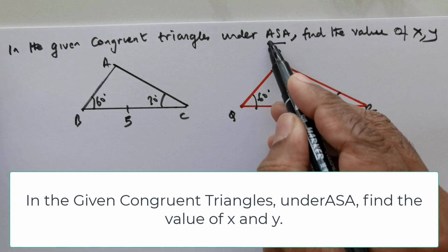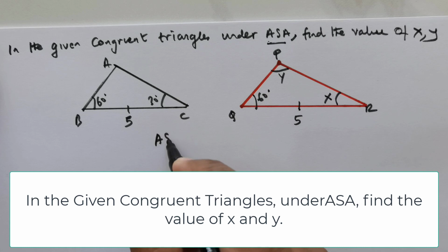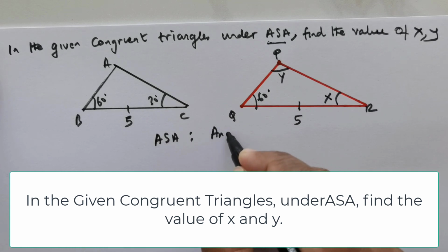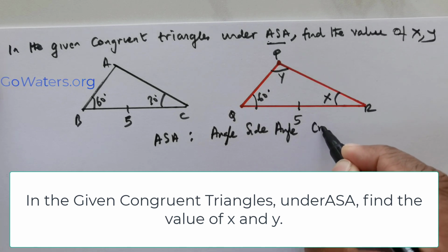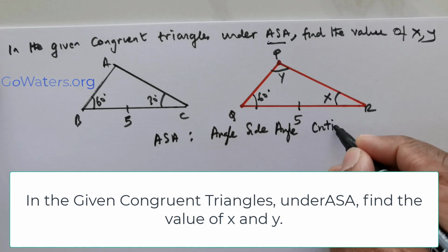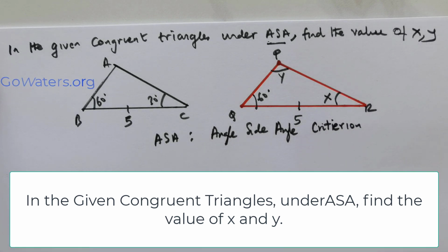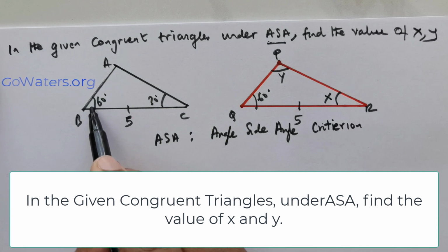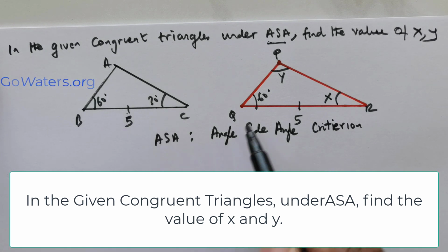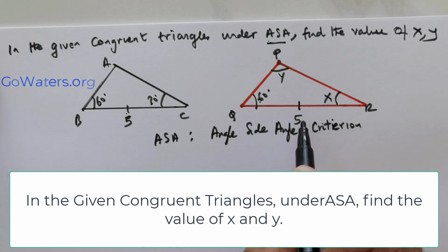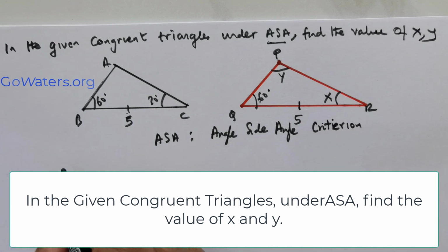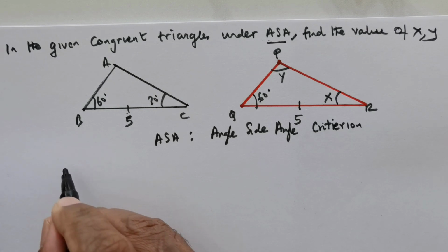Now it says ASA. What exactly does ASA stand for? It means the angle, side, angle criterion. Right? Now you've got an angle here, a side, and an angle here. You've got an angle given, you've got a side, but x is not given. So what should be the value of x? There is a very important rule you can use to ascertain this.